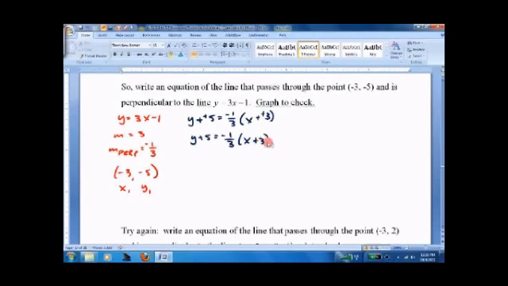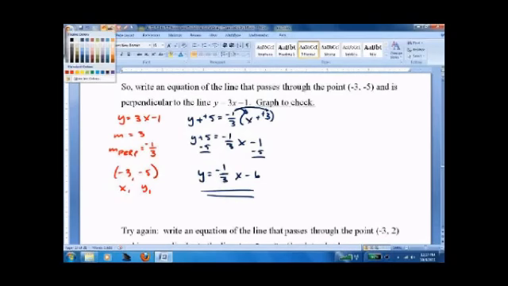Distribute. Let's distribute right away. Negative 1/3 x. Negative 1/3 times 3 is negative 1. Subtract 5 from both sides. y equals negative 1/3 x minus 6.